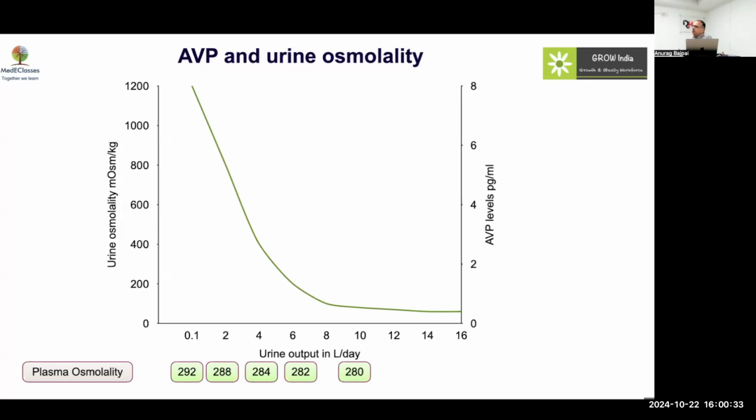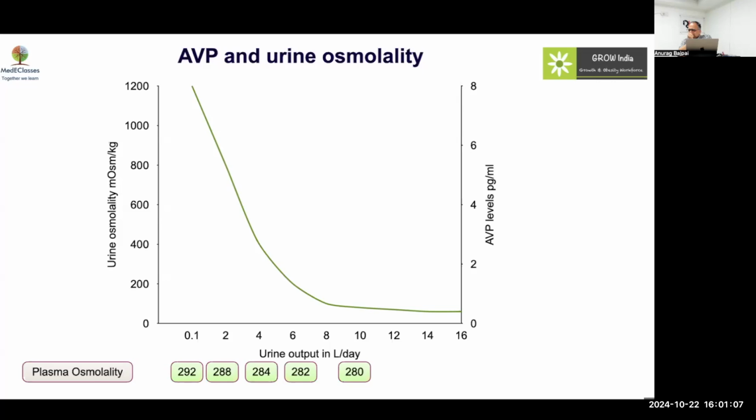Do you have an active process which is regulating this? AVP. Is there anything else which is probably more important than AVP? It is the counter current mechanism. What is the counter current mechanism? That is causing the medullary concentration gradient. It's like sodium is absorbed and urea is absorbed in the medullary interstitium. From where? From the loop of Henle.